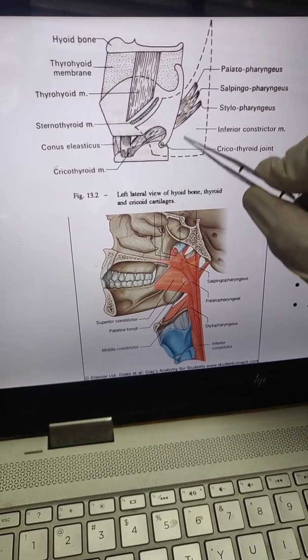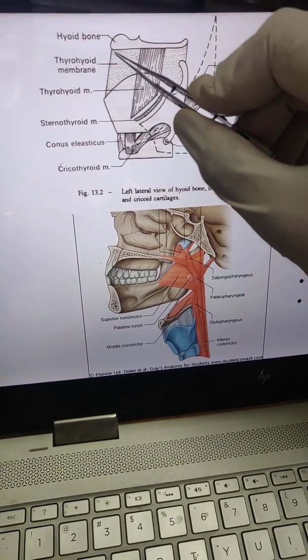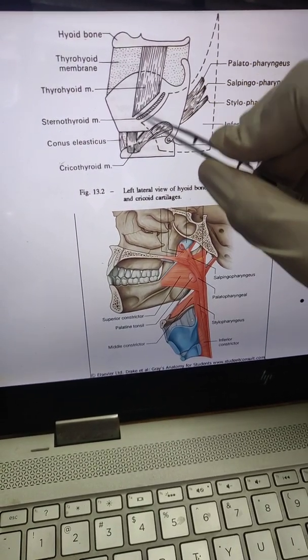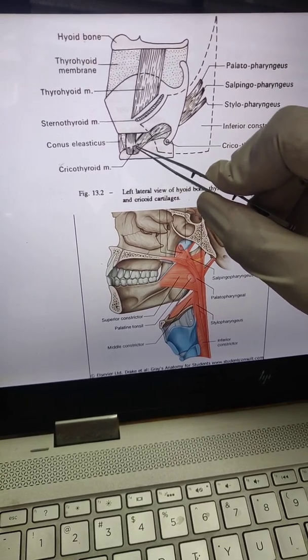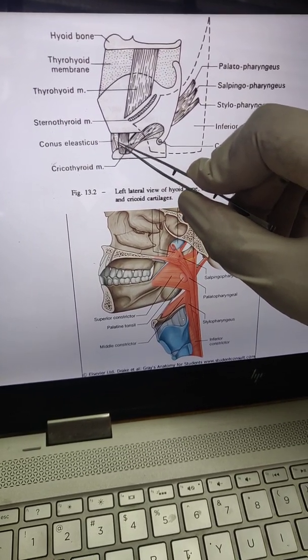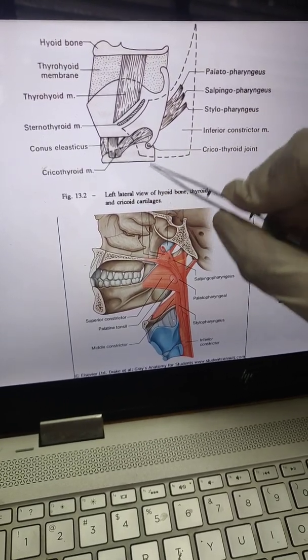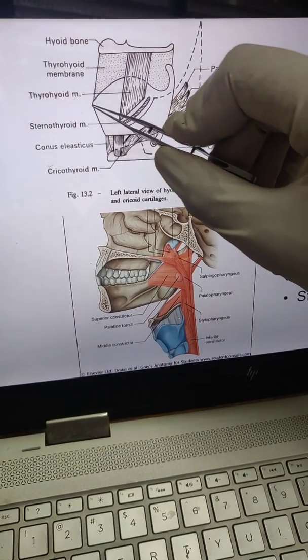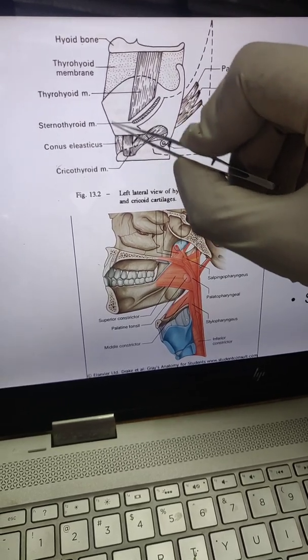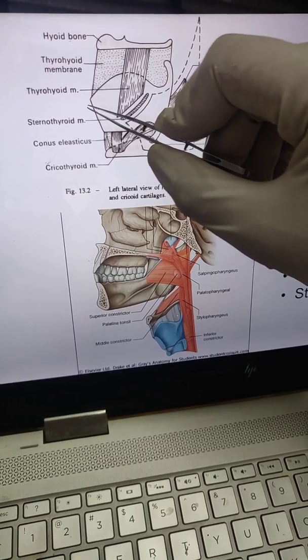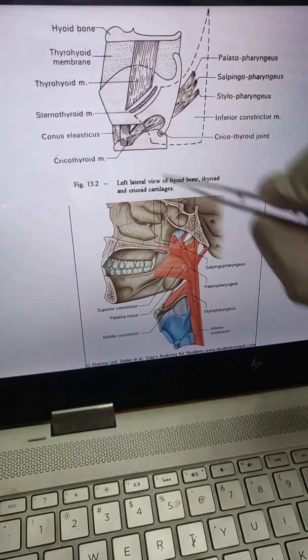So these are the four borders. This is the upper border, which is attached to the thyroid membrane. The lower border has the cricothyroid muscle externally and the conus elasticus internally, also called the cricovocal membrane. Anteriorly, the two laminae meet on each side and make the Adam's apple.